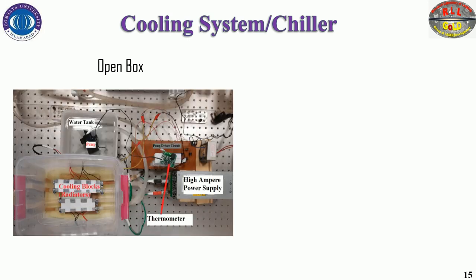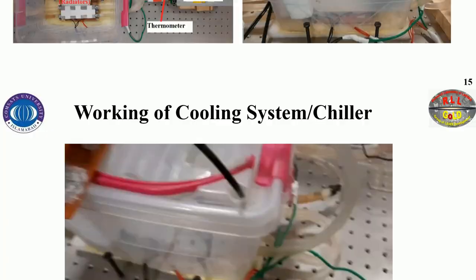This is the open box view of our chiller, showing the water tank, pump, cooling block, and these are the Peltier coolers sandwiched between these aluminum blocks. This is the pump driver circuit. This is the thermometer. This is the high ampere power supply to run the TECs. This is the closed box view of our chiller.